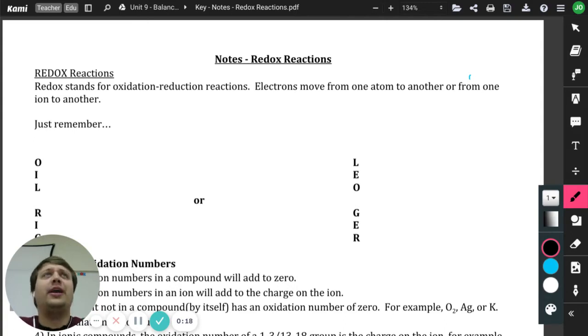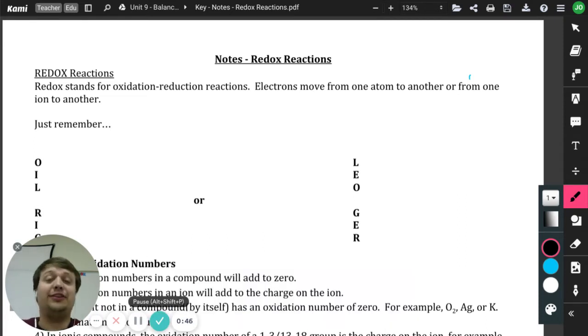So first off, what is redox? Well, redox is basically a shortened way of saying reduction and oxidation reactions. And so basically all that is saying is that in a reaction, we have electrons that are gained or lost. Electrons are going to move from one atom to another atom or from one ion to another ion. And so reduction and oxidation is basically talking about how those electrons are going to be moving.